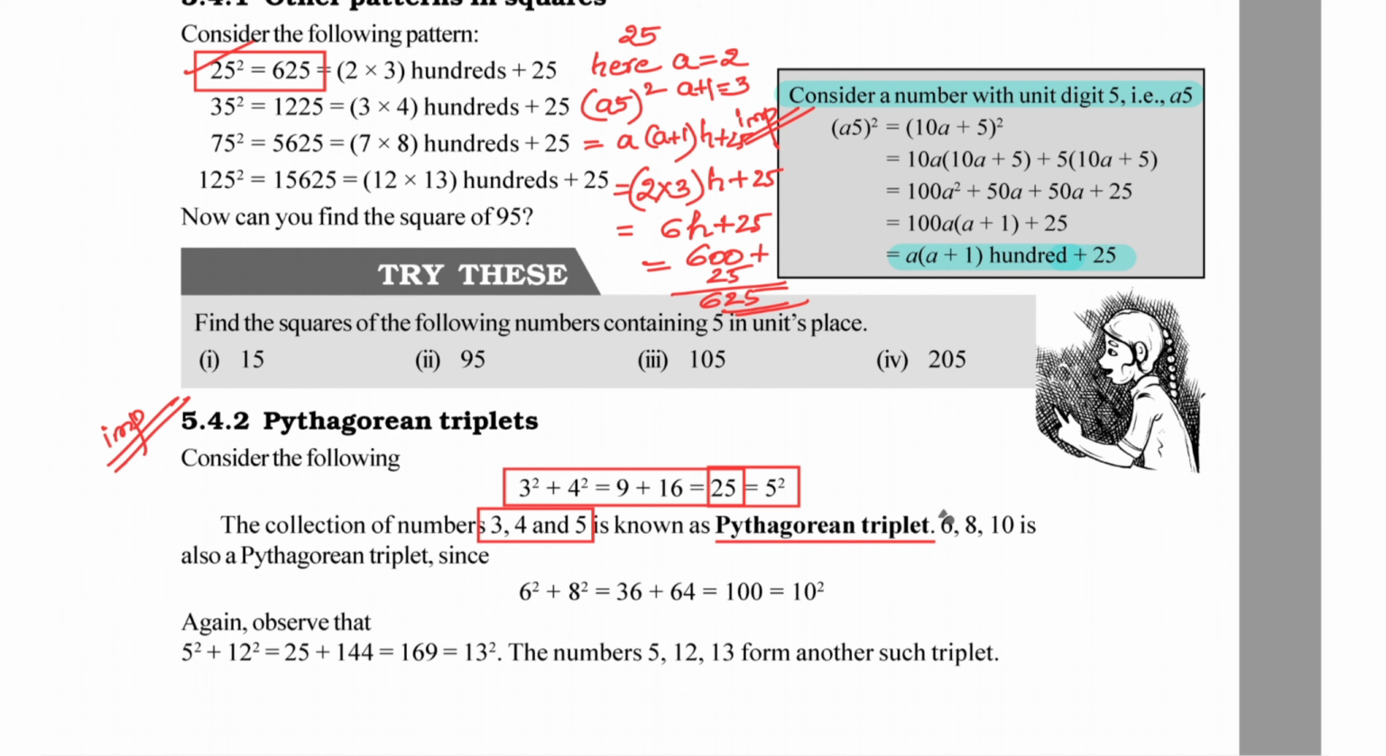Another example of a Pythagorean triplet is 6, 8, 10, and 5, 12, 13. So these numbers form Pythagorean triplets. They are called triplets because we have a collection of 3 numbers here. Okay. So the examples are 3, 4, 5; 6, 8, 10; 5, 12, 13.